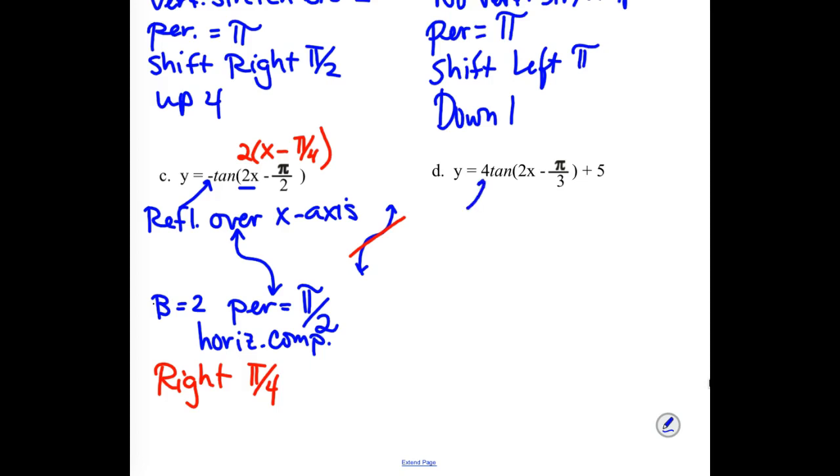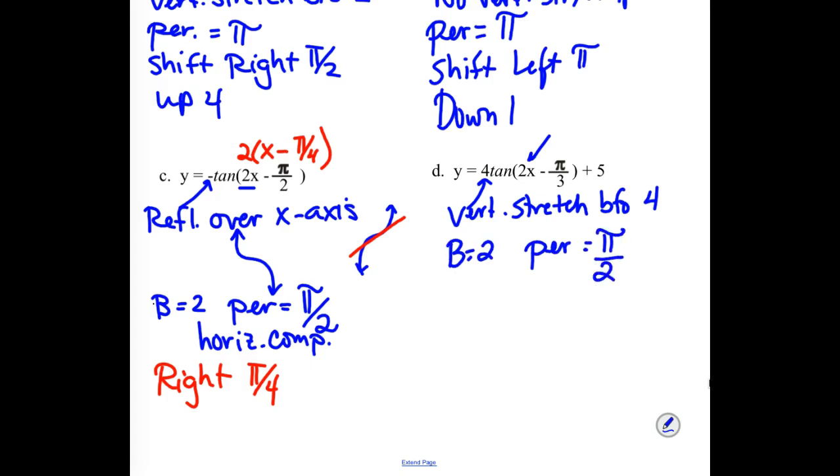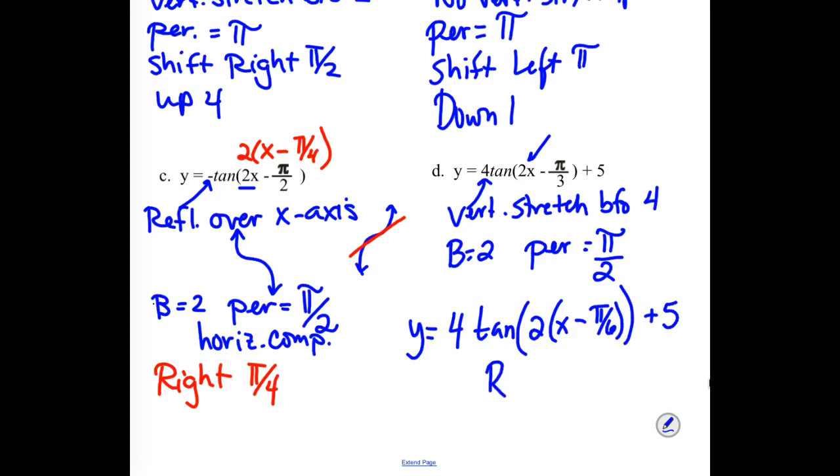Our last one, we have a vertical stretch by a factor of 4. We have a 2 in front, so just like our last example, our B value is 2. So the normal period, which is just 1 pi, gets divided by 2. Factoring that 2 out, I'm going to think of this as y equals 4 times the tangent of 2, factoring it out, we've got x minus pi over 6. So we are shifting it right pi over 6, and we are shifting it up 5.